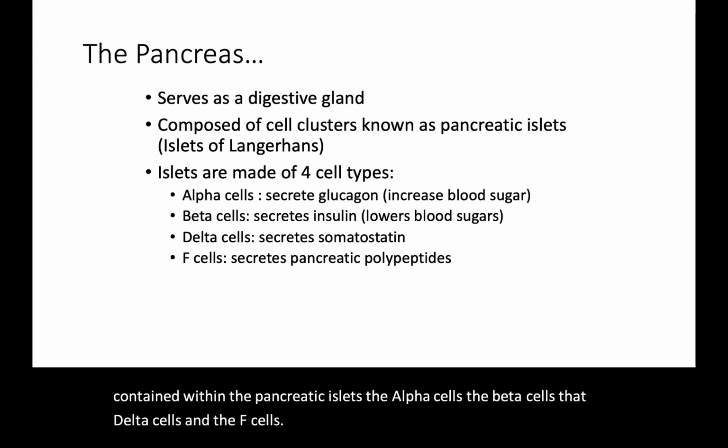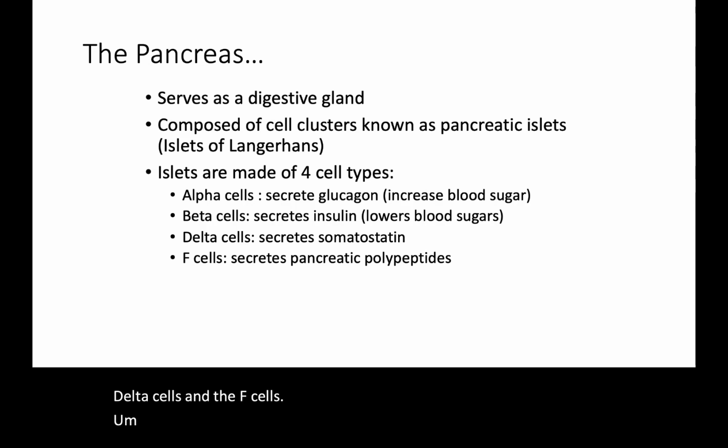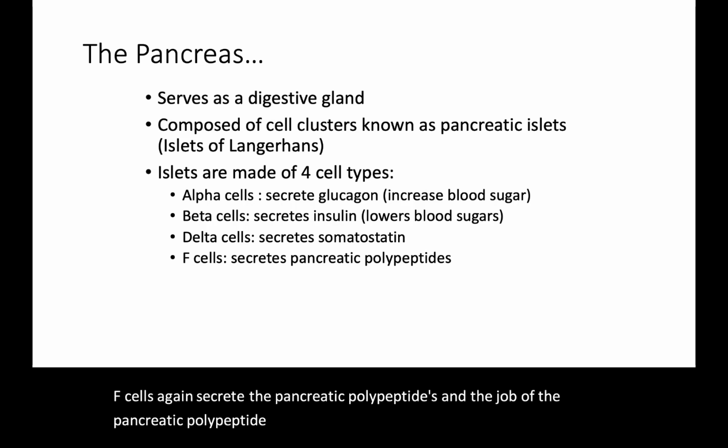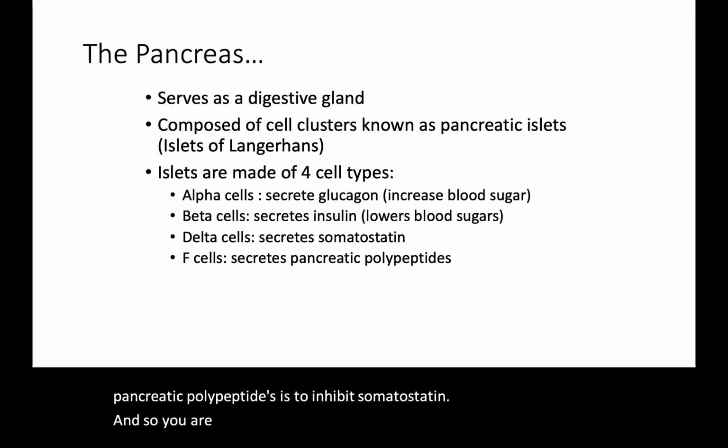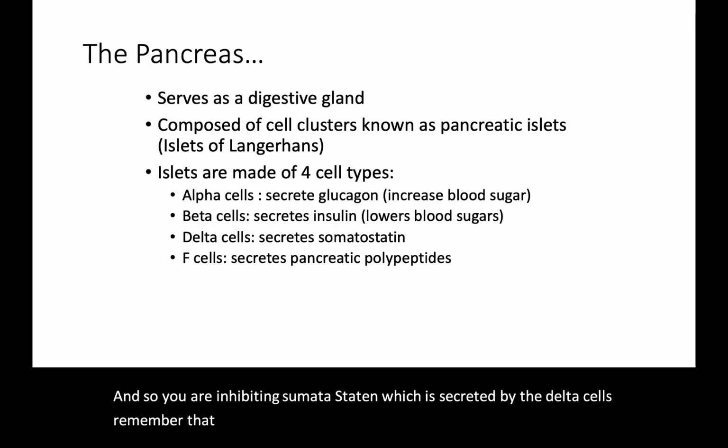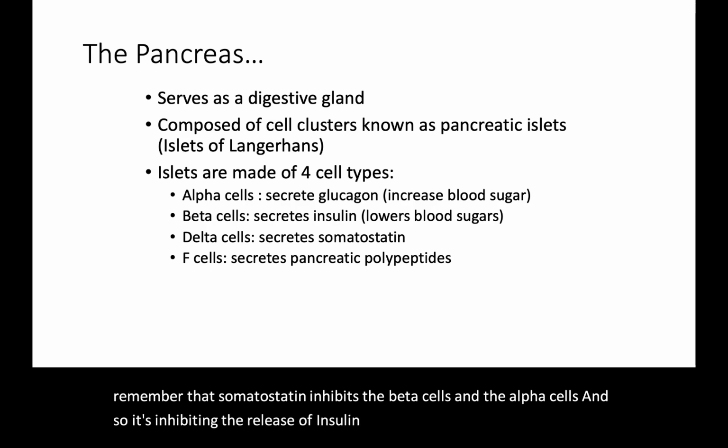F cells, again, secrete the pancreatic polypeptides. And the job of the pancreatic polypeptides is to inhibit somatostatin. And so you are inhibiting somatostatin, which is secreted by the delta cells. Remember that somatostatin inhibits the beta cells and the alpha cells. And so it's inhibiting the release of insulin and glucagon.